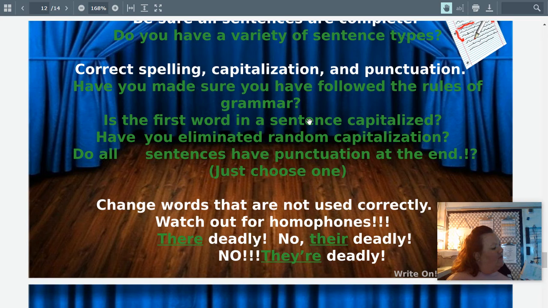All right, number 34. What should you change in proofreading? You should change words that are not used correctly. Watch out for homophones. There. Okay, THERE is talking about a place. THEIR. That's talking about something, a person, a thing, okay? And THEY'RE is a contraction for they are. You don't say they're going, it's they are going. Okay, these are things we have to make sure that we are conscious of.